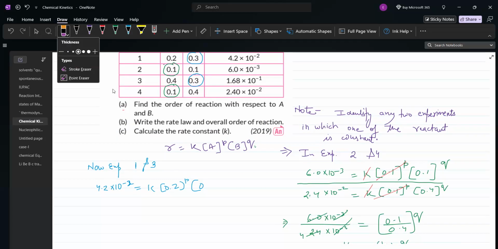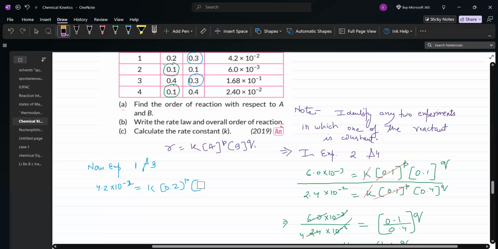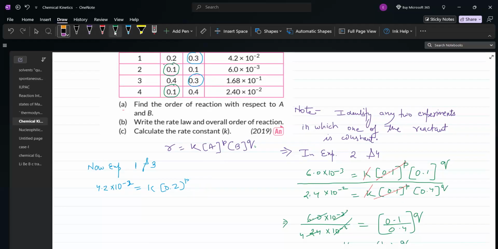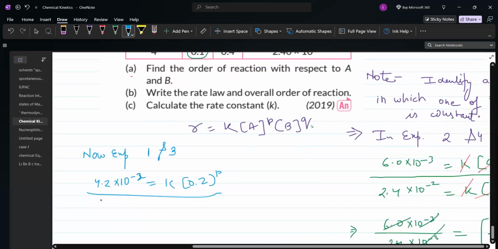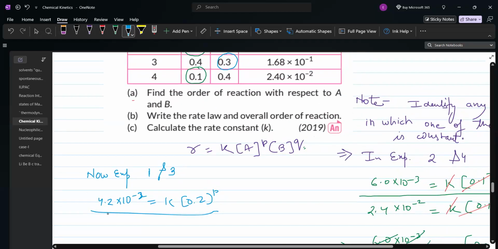What I want to share here is, since the concentration of B is equal at this point, we are not going to write it. That is a waste of time. In short steps, we are going to learn these things. A more shorter step I will teach you after this.